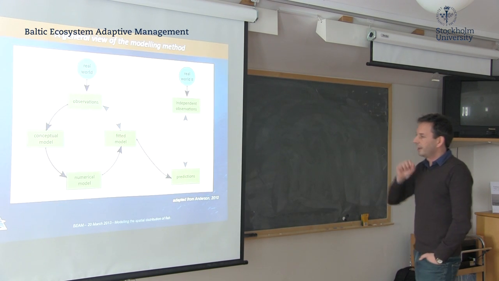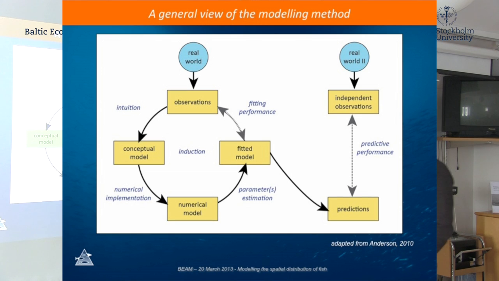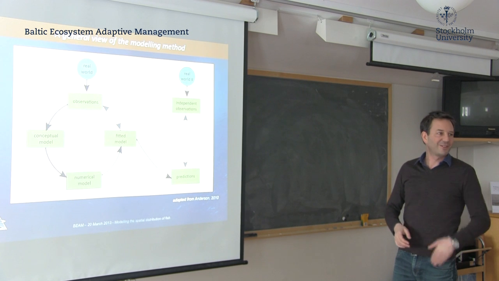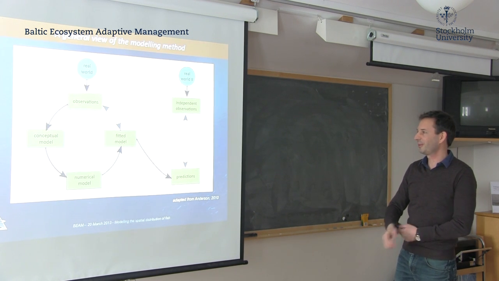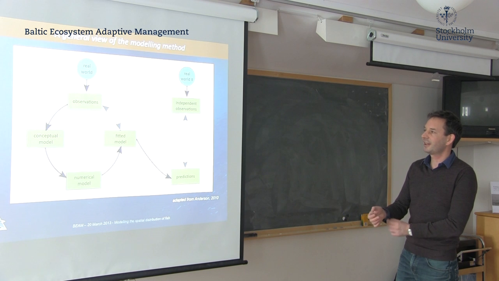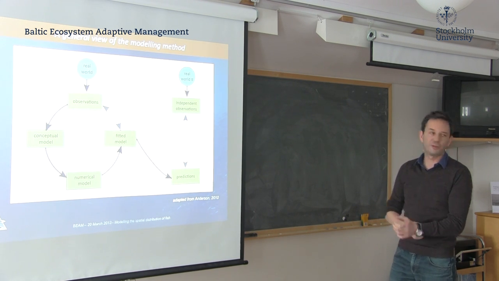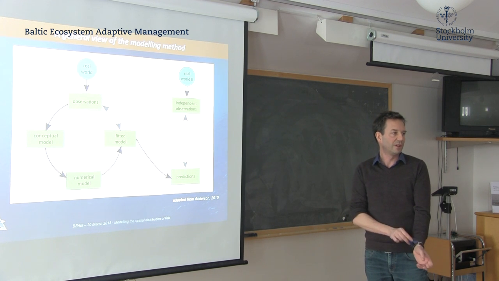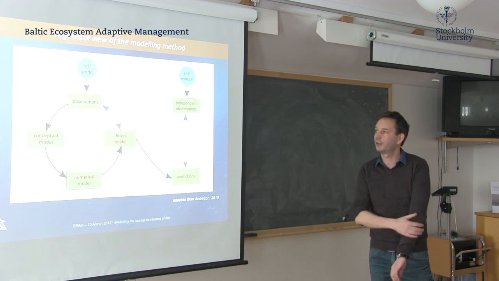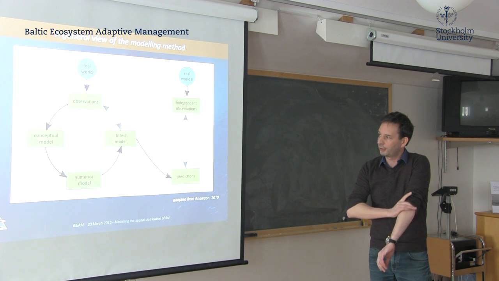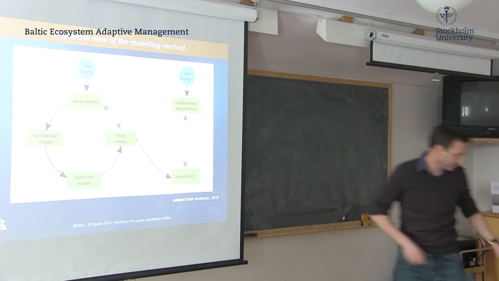So I'll start with a graph, which for a funny reason, I actually borrowed from Tom Anderson, who you heard about yesterday. It's not his exact graph, but it's very much borrowed from it, and I think it's a nice representation of the different steps you have to take when you build a statistical model. In fact, it's not specific to statistical models, but it applies very well to statistical models. And I'll take a little bit of time to go through that.